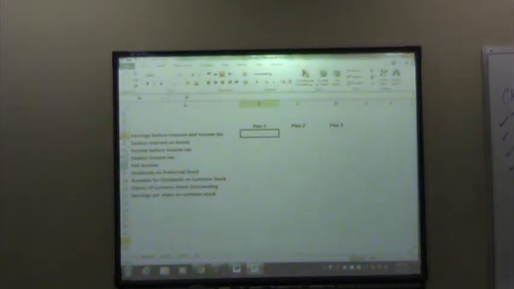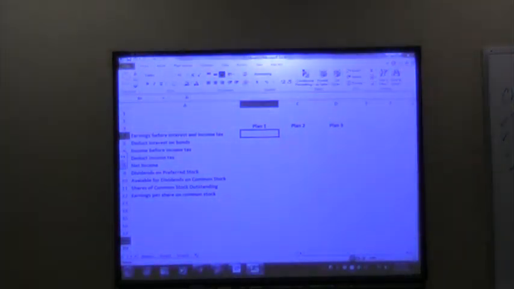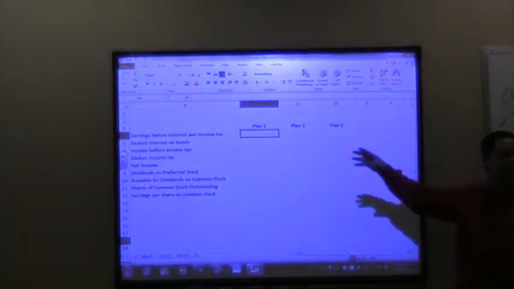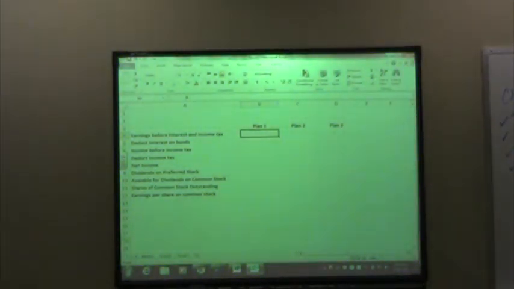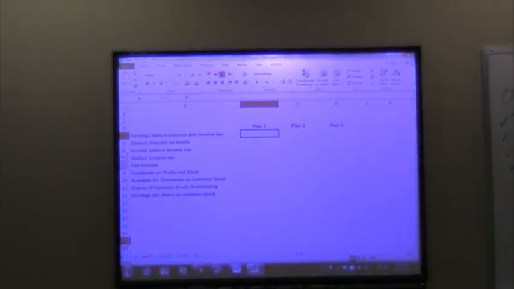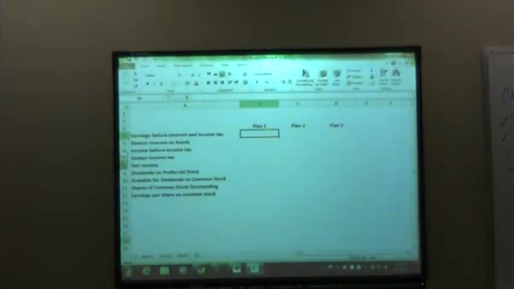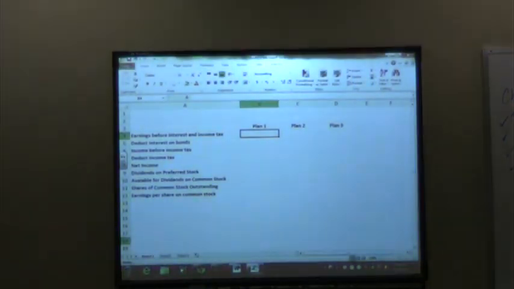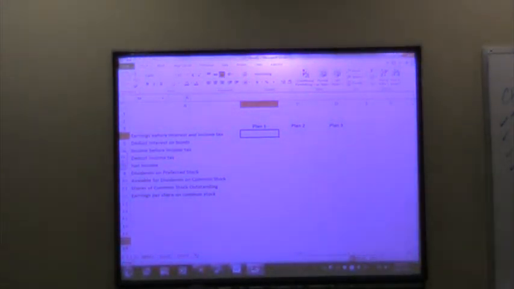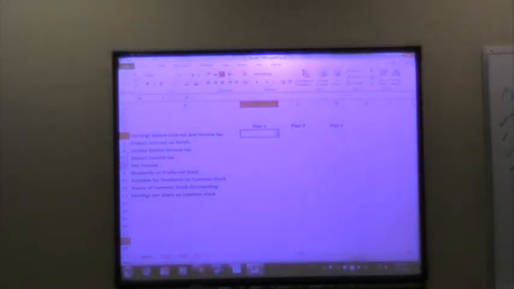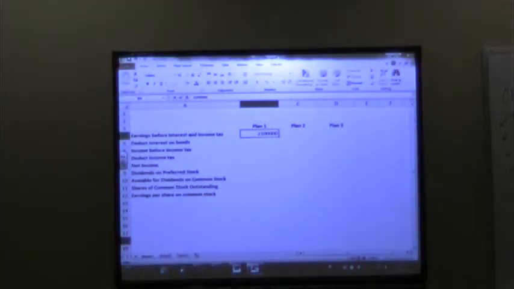All right, so let's take a look at this problem here. We're going to walk through each of these steps like we did before. So he gave us the earnings. It says determine the earnings per share on common stock for each plan, assuming that the income before bond interest and income tax is 2.1 million. So that's what I'm going to put in here, 2.1 million for all of these.